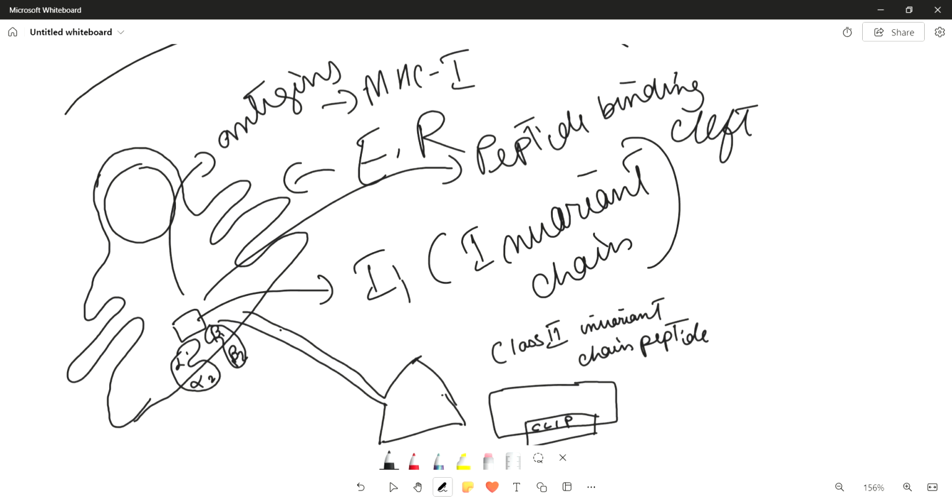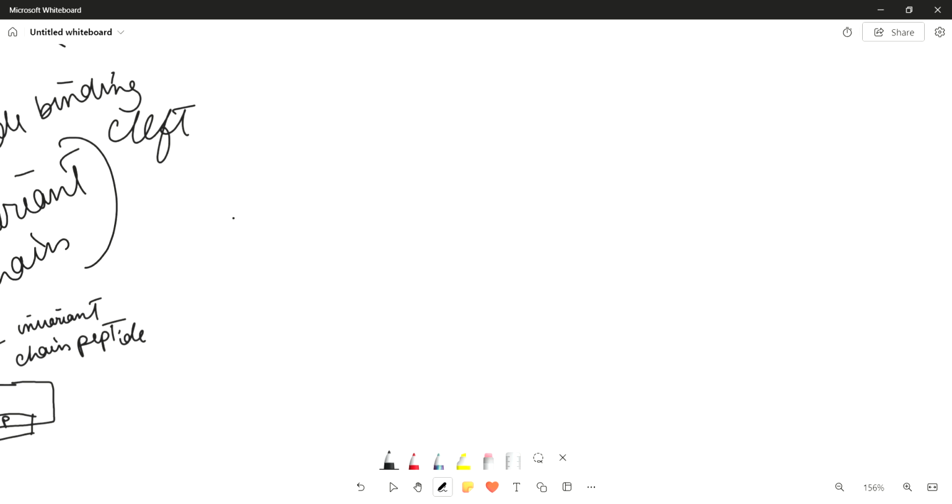The second thing is that MHC Class-I or Class-II are unstable in the absence of antigen. So we have to stabilize them. The invariant chain also stabilizes them even though antigen is still not present. Then what happens? Then the MHC Class-II with the invariant chain will migrate to the phagolysosome.